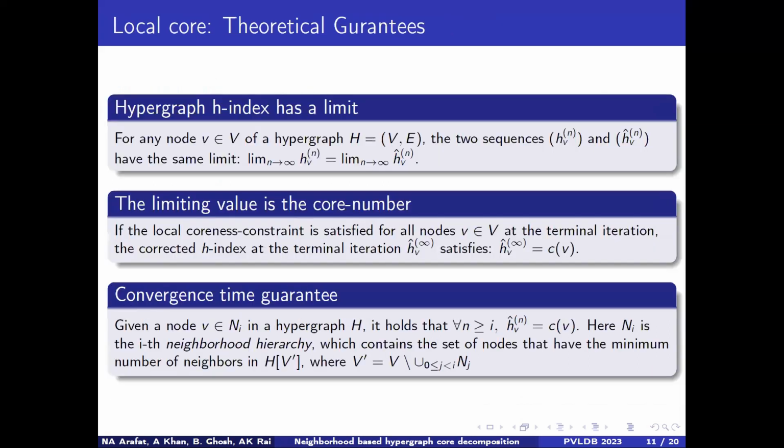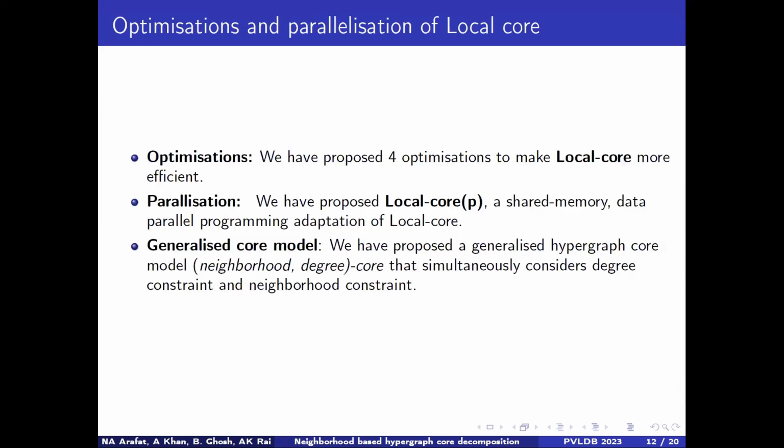We show in the paper that the local core algorithm with this kind of core correction converges to the correct core number, and we also provide a convergence time guarantee. We omit the details here due to the interest of time. We also propose several optimization and parallelization techniques to speed up our algorithm. Finally, we consider an extension of our problem, which is called neighborhood degree core decomposition, and these are based on both the neighborhood and the degree constraints of a node.